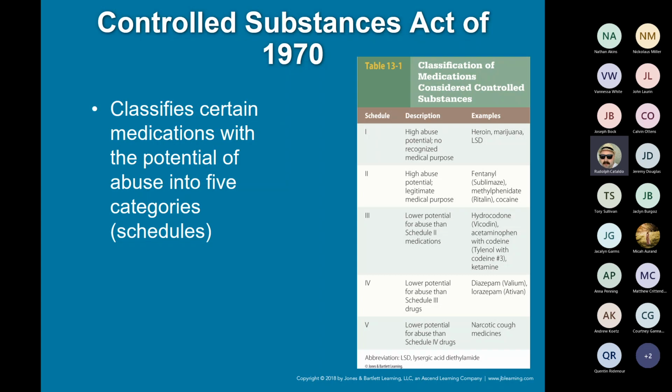So Schedule 1, most dangerous, highest potential for abuse, no medical purposes. Schedule 5, over-the-counter cough medicines. Schedule 2, fentanyl, morphine, things we're generally going to give IV or that have a potentially highly addictive side effect. And then Schedule 3 is going to start to kind of taper off at that point. Ketamine is actually considered a Schedule 3.